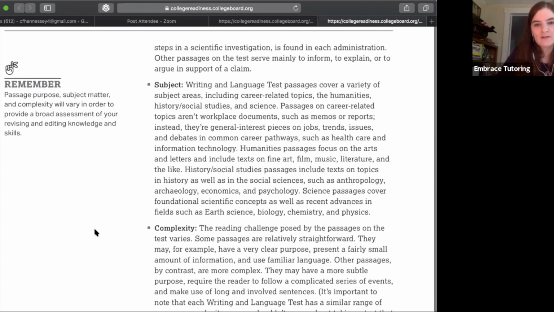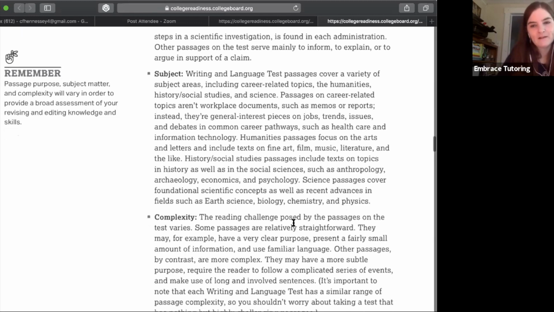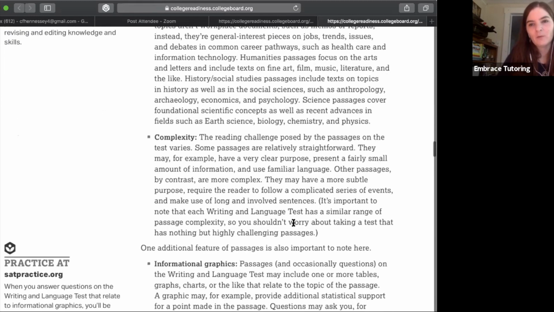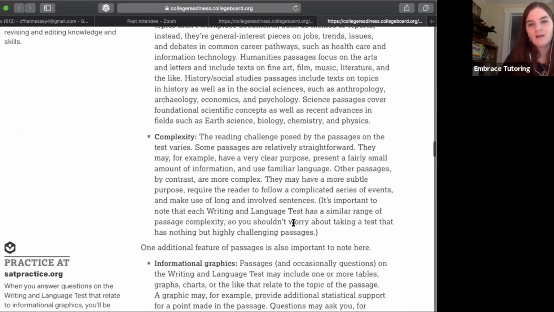And humanities passages can be on anything from arts and letters, and include texts like fine art, film, music, literature, and all that kind of thing, or history and social studies. They could be texts on topics in history, as well as social sciences like anthropology, archaeology, economics, psychology. You won't generally see a lot of linguistics on here, even though that would fall under that too. But you will see a wide variety of different types of texts.